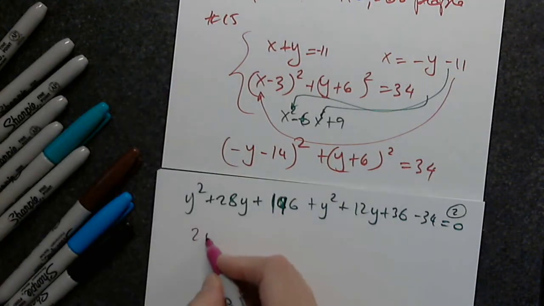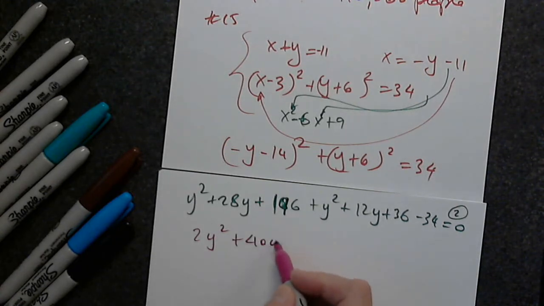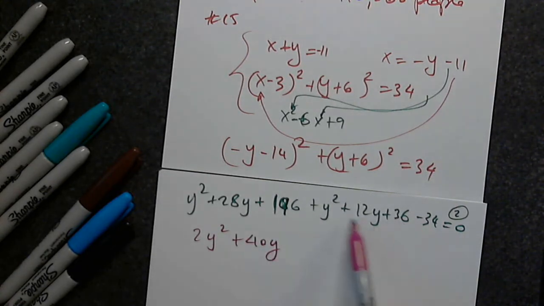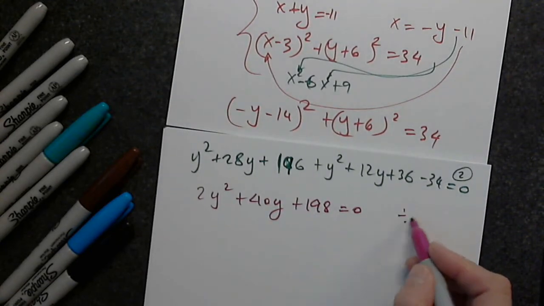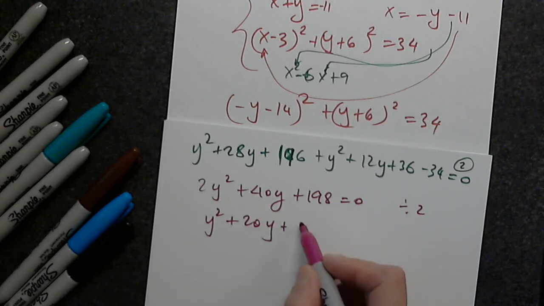So then we have 2y squared, and then I think it's plus 40y, and I think plus 198. Correct me if I'm wrong with my numbers anytime, and of course I will divide by 2. So this is y squared plus 20y plus 99.